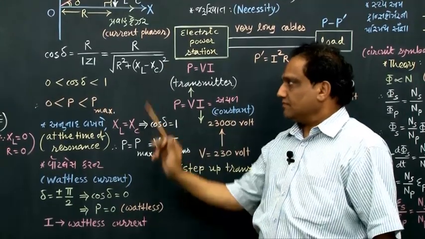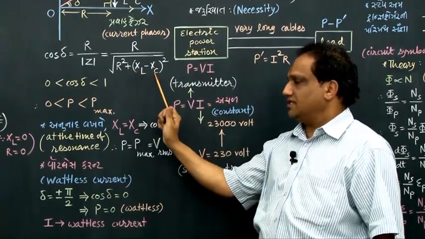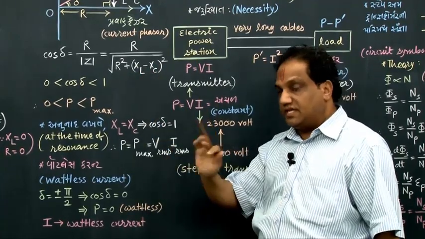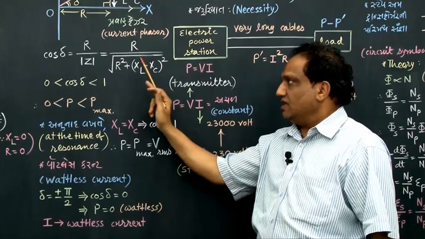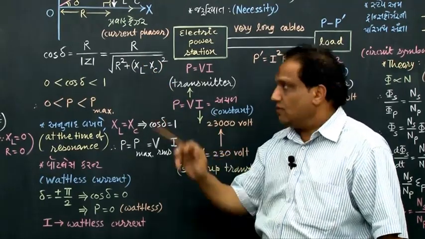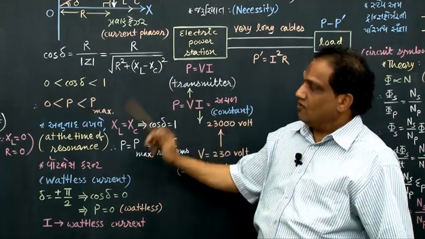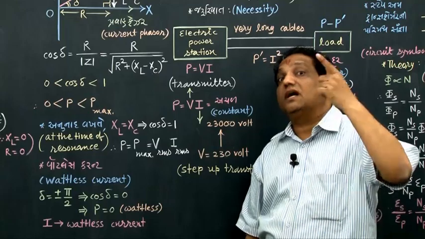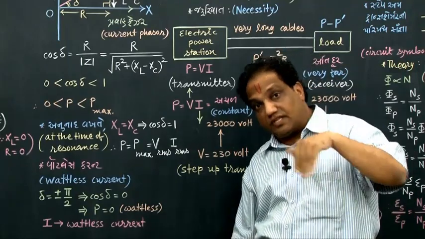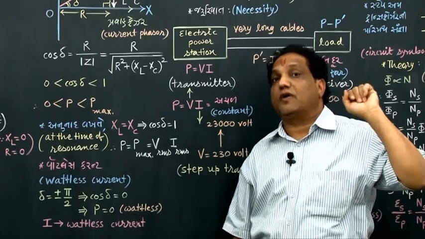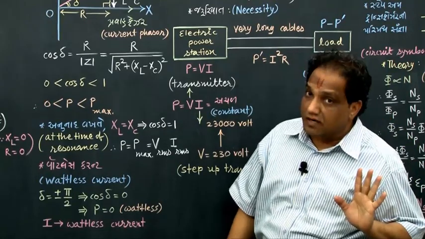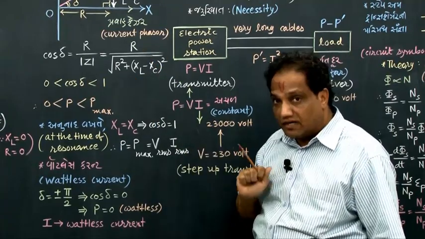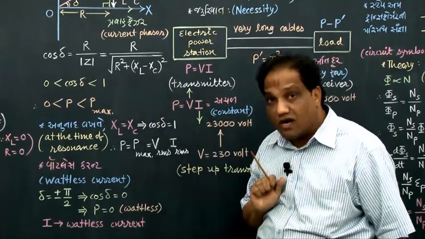Now tell me, if XL is greater than XC, this value will be positive. If XL is less than XC, this value will be negative. Whether this value is positive or negative, its square will be positive. When you add positive value with R square, the answer will be greater than R square. For a value which is greater than R square, if you take its square root, it will be greater than R. Greater than R means what? Denominator will be greater than numerator, ratio will be less than 1.